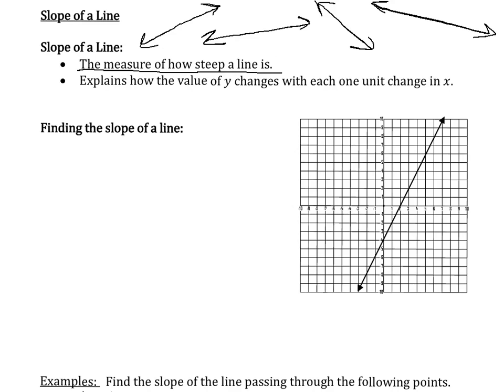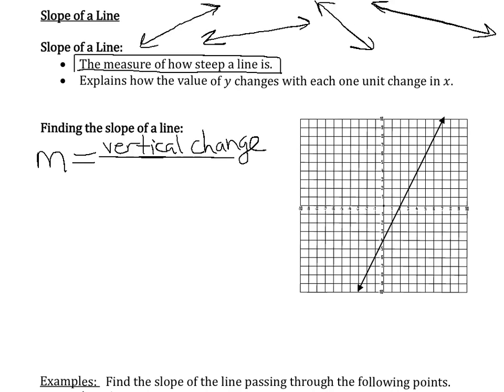Let's go through and develop the formula for calculating the slope of a line. There are many definitions, but this is one of the generic ones, the measure of how steep a line is. One way to get that is to figure out what the vertical change is. Remember, vertical means up and down, so to go from one point to the next, determine how many units you go up or down. That's what I'm calling my vertical change, and I'll divide that by my horizontal change, and that's going from one point to another point on that line. How many units do I go to the right or to the left?